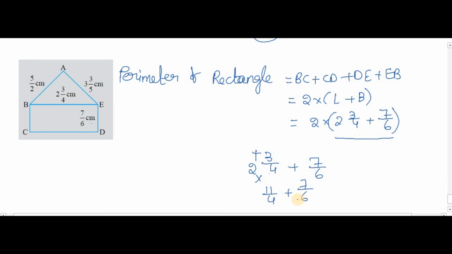How can I say they are unlike fractions? My denominators are different. When my denominators are different, what should I do? I have to change my denominators into the same. Which procedure can I use to convert the denominators into the same? Yes, I have to use the LCM method. Now I have to find the LCM of 4 and 6 to change unlike fractions into like fractions.